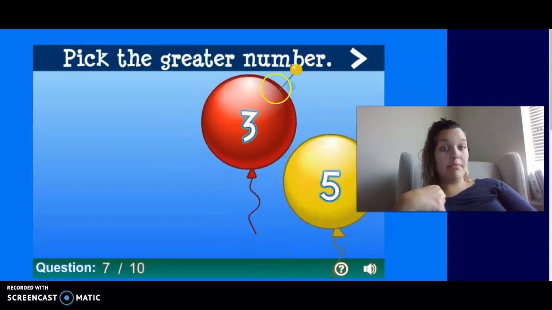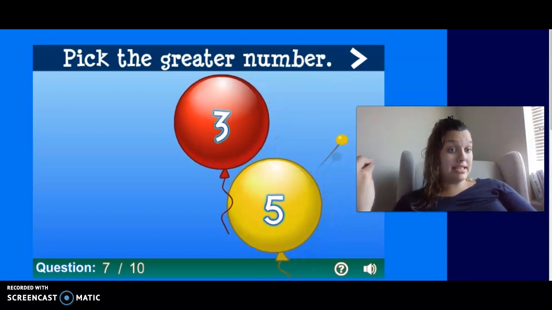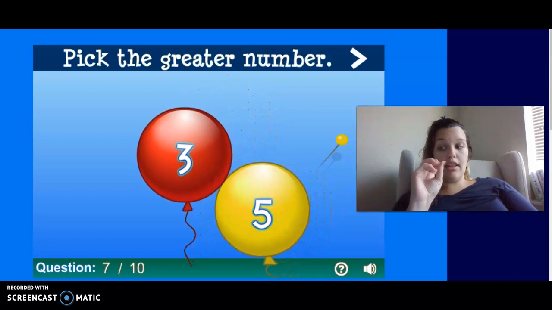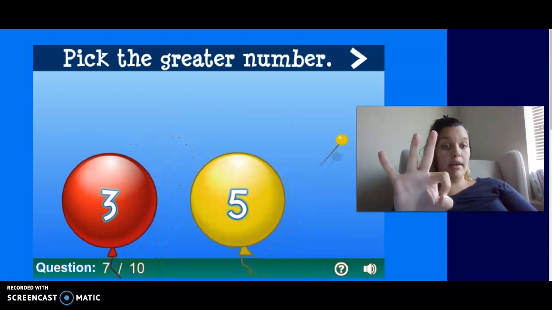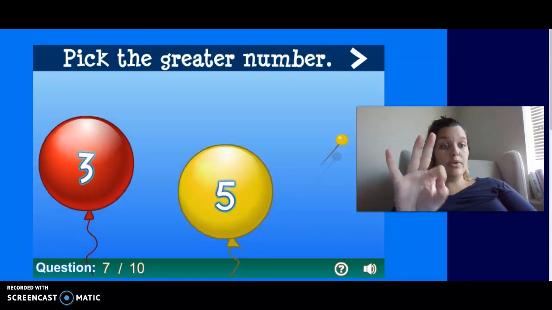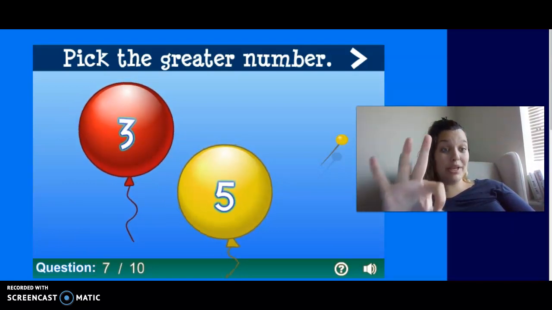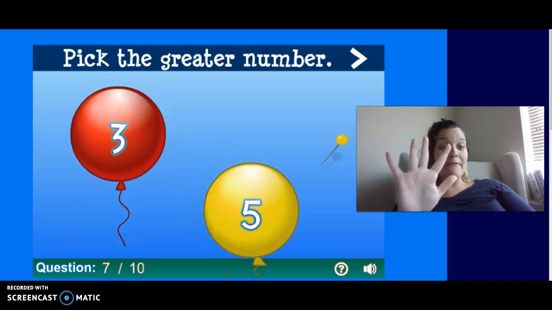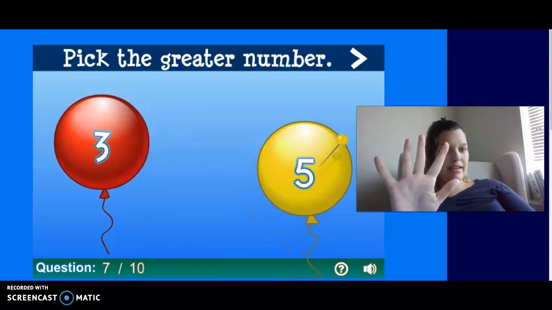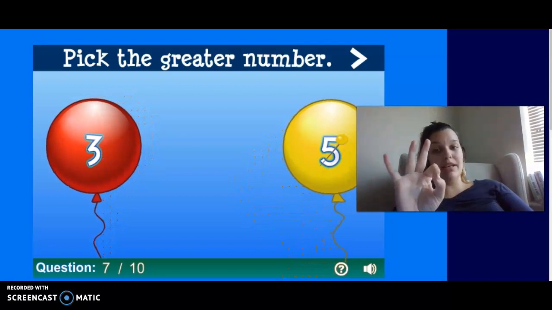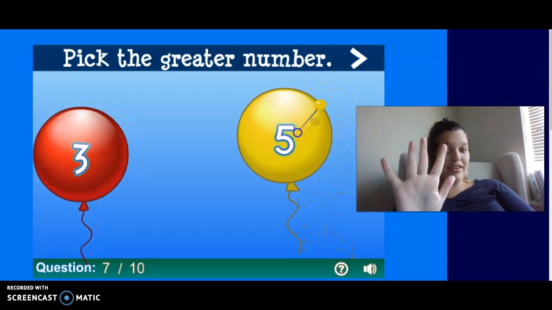Okay, now we have the numbers 3 and 5. We have to pick the greater number this time. So let's start at 3. To get to 5, do I count up and add more, or do I come down? I count up, so 3, 4, 5. So which number is bigger? 5, and I can tell that because I only had 3 fingers up, and then I added 4 and 5.